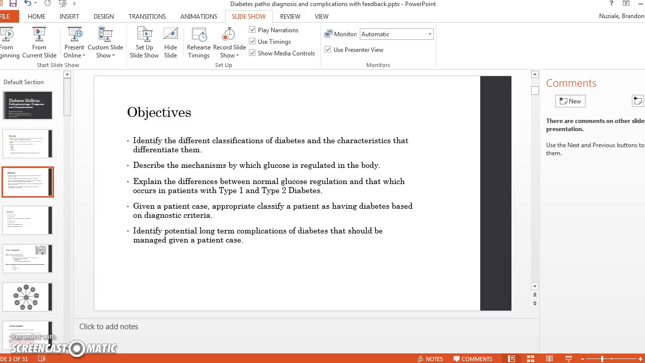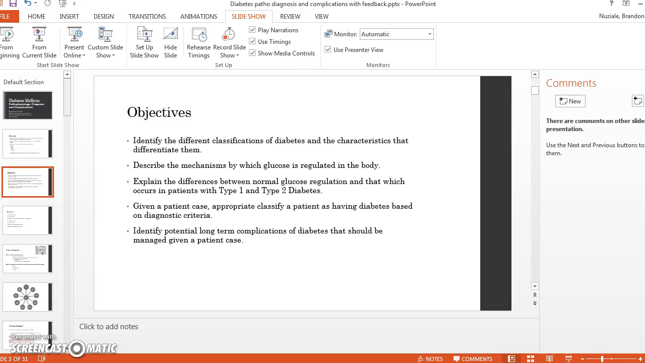So the objectives for this lecture are to identify the different classifications of diabetes and the criteria that differentiate them, describe the mechanisms by which glucose is regulated in the body, explain the differences between normal glucose regulation and that which occurs in patients with type 1 and type 2, given a patient case, appropriately classify a patient as having diabetes based on diagnostic criteria, and identify potential long-term complications of diabetes that should be managed given a patient case.